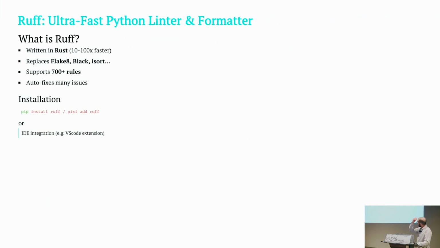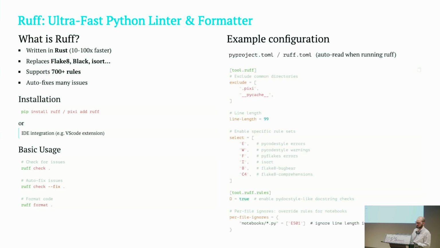So Ruff has been written in Rust, that's why it's really fast and replaces all the other linters and formatters. It tries to be very comprehensive. To install, you can pip install or pixi add ruff. But you can also use it integrated in the IDE, like the VS Code extension. For basic usage, you can check with ruff check. You can auto-fix some of the issues of the linter and format the code with the format command.